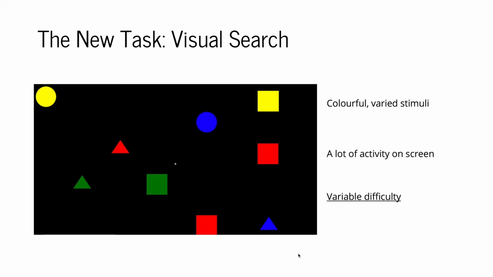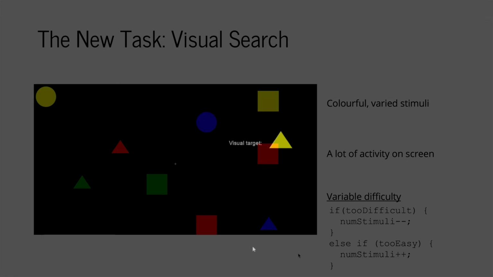Coming back to the new design, the variable difficulty is important to finding that sweet spot. If the program deems that the user is struggling, the number of stimuli and thus difficulty can be lowered, and vice versa for too easy. Now, let's take a look at the new design in action.